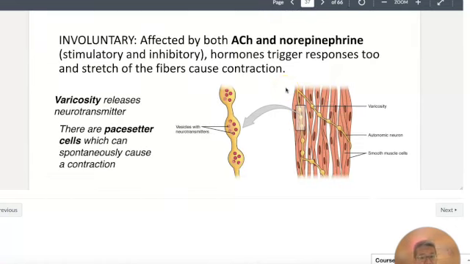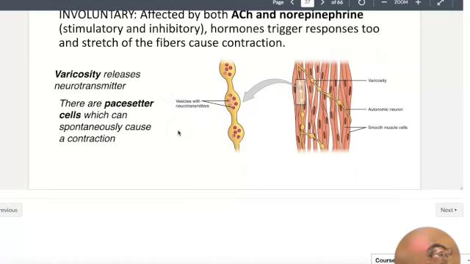Remember how the muscle has the nerve ending attached to it? These are called varicosities, with neurotransmitter inside. Sometimes there's a stretch, and then it will release these neurotransmitters. And when the neurotransmitter is released, it will then have an action potential.